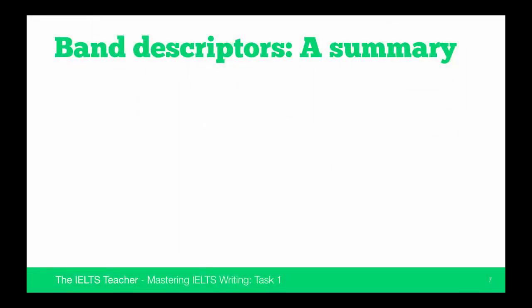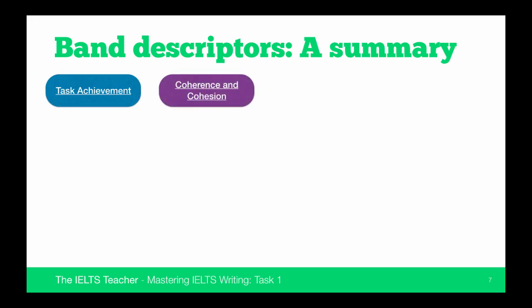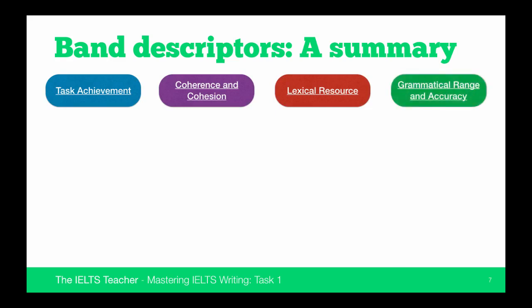So let's have a quick summary. Now, what were the 4 categories? Think about what the 4 category titles were. Well, we have task achievement, coherence and cohesion, lexical resource or vocabulary, and grammatical range and accuracy.